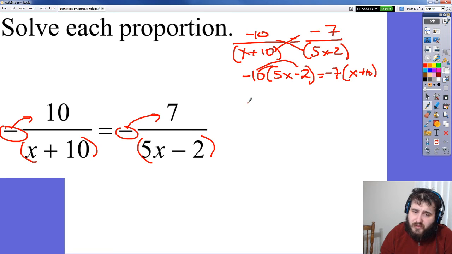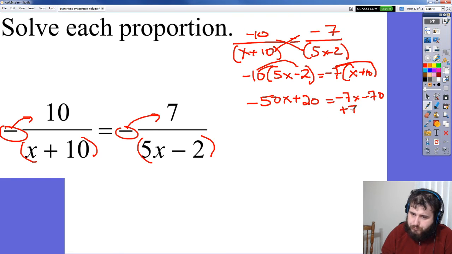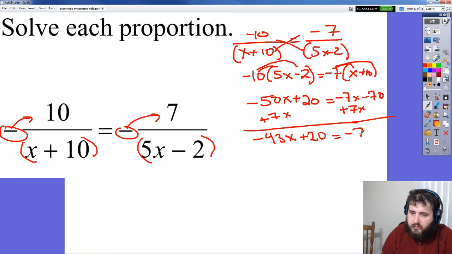So we've got negative 10 times 5 is negative 50x. Negative 2 times negative 10 is positive 20. And same thing here, distribute negative 7x minus 70. And then it doesn't matter which way you go. I'm going to add over here to get my x over on the left. Leave me with negative 43x plus 20 is negative 70.